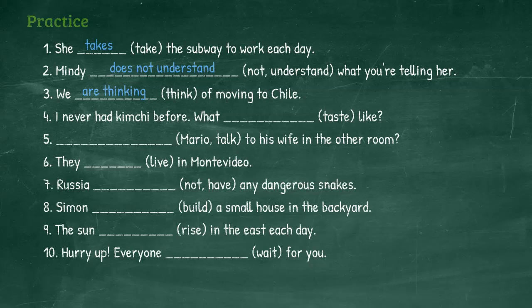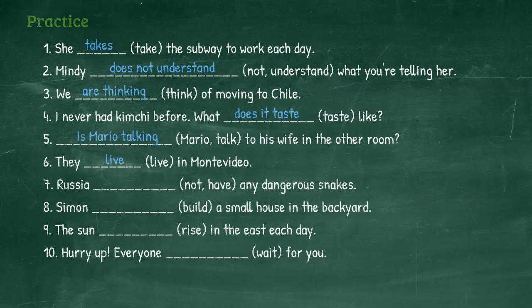Number 4, I never had kimchi before. What does it taste like? Remember, taste, smell, hear, and so on are always in the simple present. Number 5, is Mario talking to his wife in the other room? This is in the progressive because the person is asking a question of what Mario is doing right now.